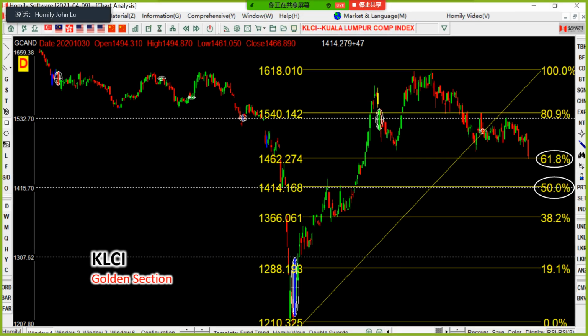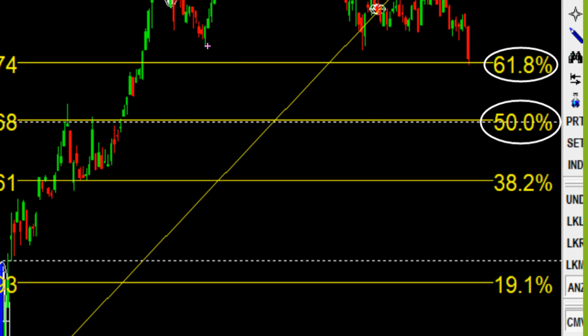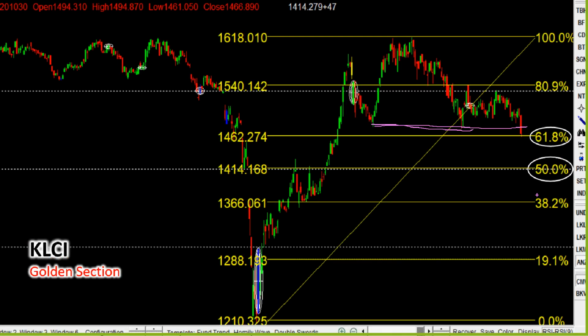Okay, we can check the Malaysian market. Some of us are from Malaysia. I think the Malaysian market on Friday, the chart is very bad. It has already crossed down the horizontal line, right? So now it has already touched the support around 1460, because that is a Fibonacci retracement or golden section around 61.8%.